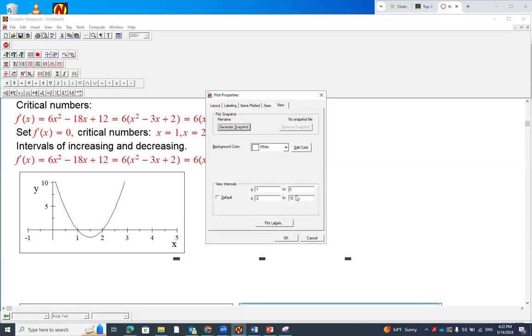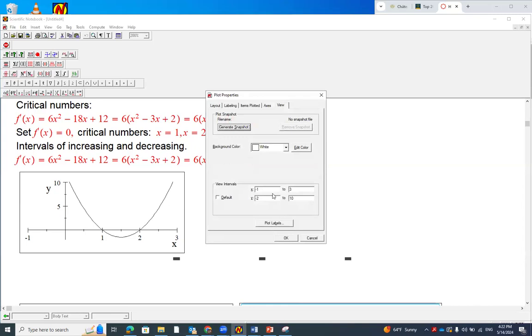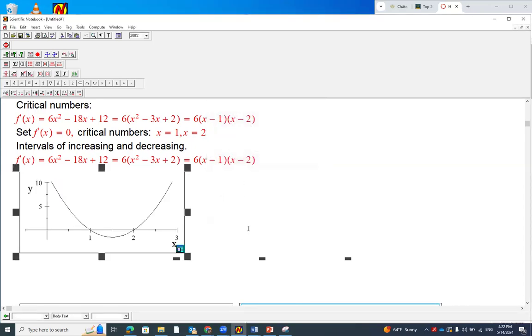Let me make it even smaller. You don't have to know how to use this software, so don't worry about that. That's better. Remember, this is a picture of the derivative of the function, and knowing this, we can tell from this picture.